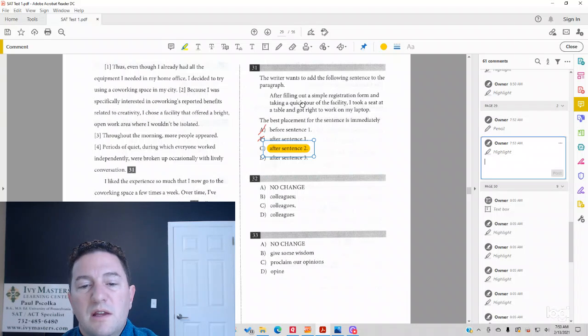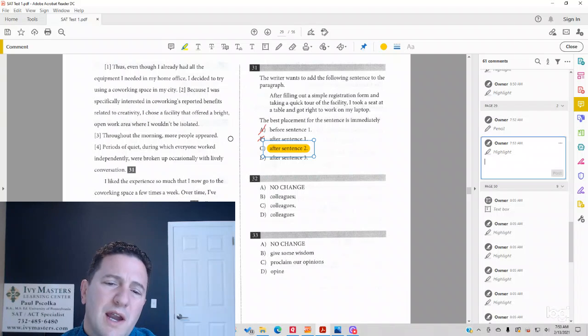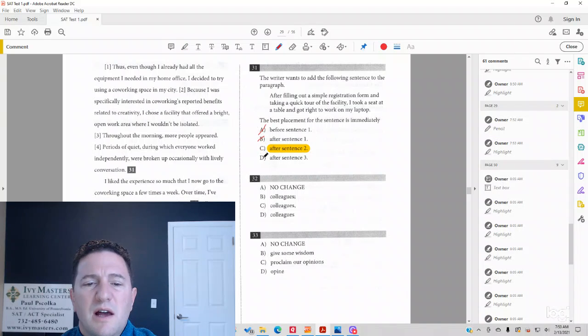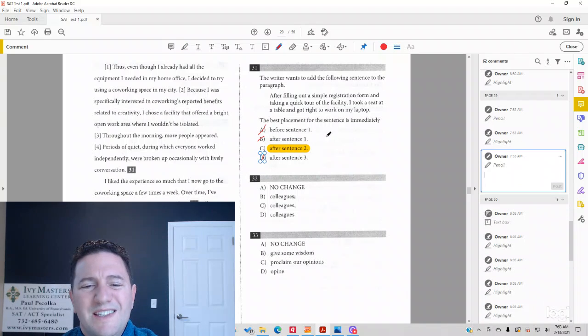We'll investigate after sentence 3 though. Sentence 3, throughout the morning more people arrived. After filling out a simple registration form and taking a quick tour of the facility, I took a seat at a table and got right to work on my laptop. It's probably not going to take so much time to do this inserted part to say throughout the morning more people arrived beforehand. So it looks like it's not going to be answer choice D. Answer choice C is your correct answer.